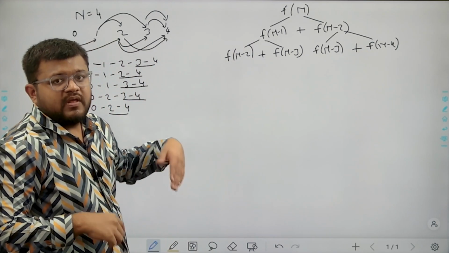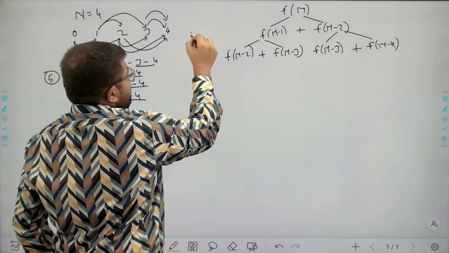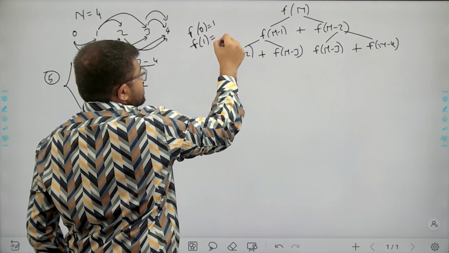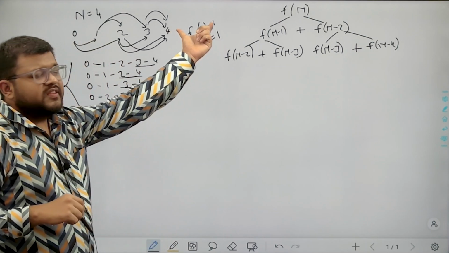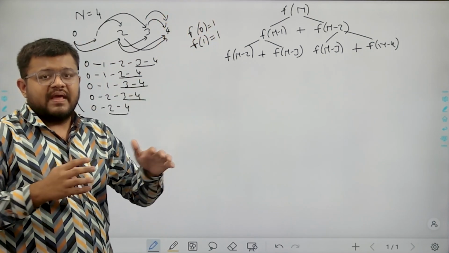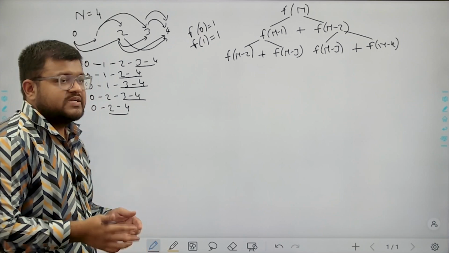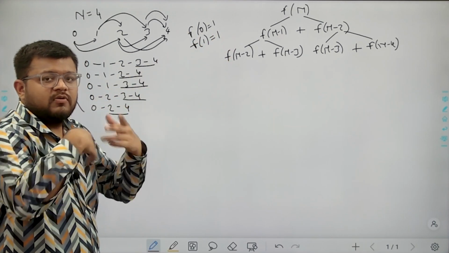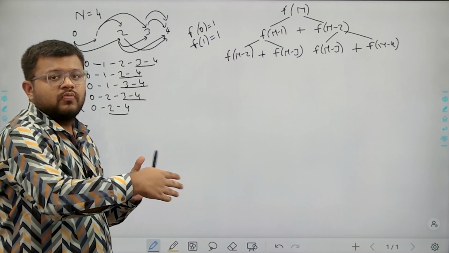When will we stop? When the base case arrives. f of 0 will be equal to 1, because I am already at the 0th step, so there is one way, just stay there. You cannot say it is 0 ways. And f of 1 is 1, because in order to reach point 1, there is only one way: you move from 0 to 1, right?